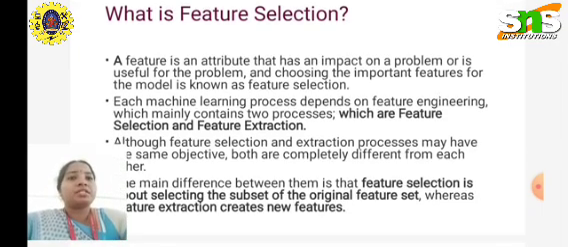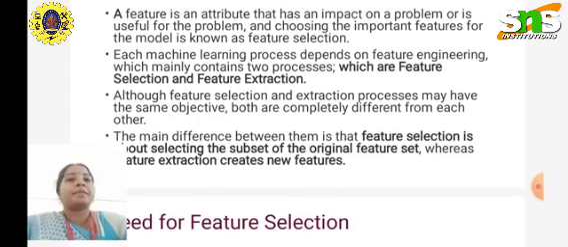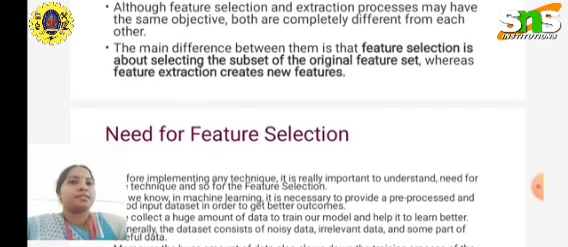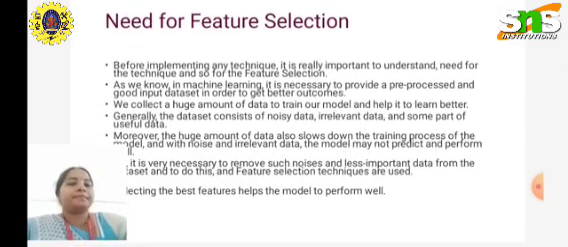Which machine learning process depends on feature engineering? Each and every machine learning process depends on feature engineering, which mainly contains two processes, namely feature selection and feature extraction. Although the feature selection and extraction processes may have the same objective, both are completely different from each other. The main difference is that feature selection is about selecting the subset of the original feature set, whereas feature extraction creates new features. Let's understand the concept first of all. Selecting the subset of the original feature set is different from extracting new features. That is creation of new features, that is feature extraction.